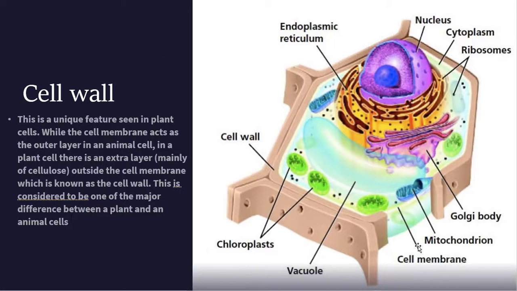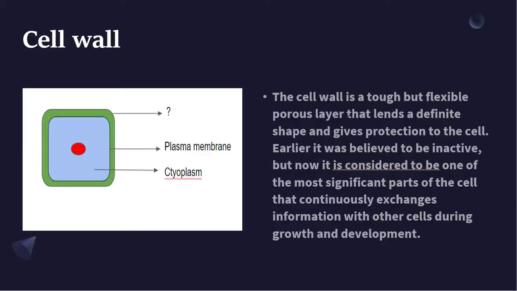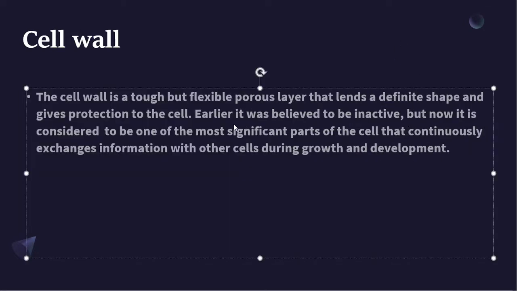That means plant cells have a cell membrane as well as a cell wall. The cell wall is a tough but flexible porous layer that lends a definite shape and gives protection to the cell. Earlier it was believed to be inactive, but now it is considered to be one of the most significant parts of the cell that continuously exchanges information with other cells during growth and development. This is the importance of the cell wall.